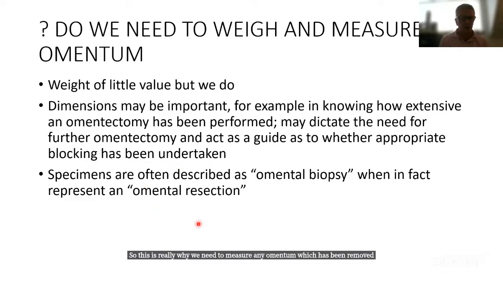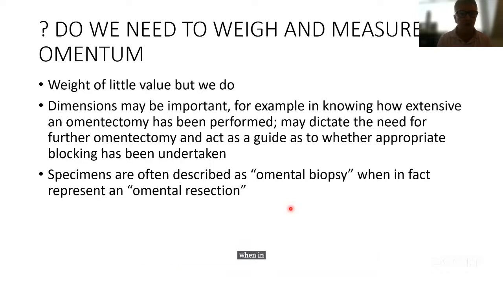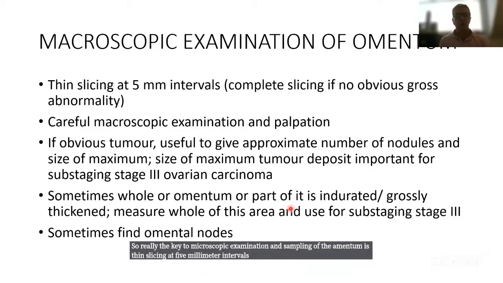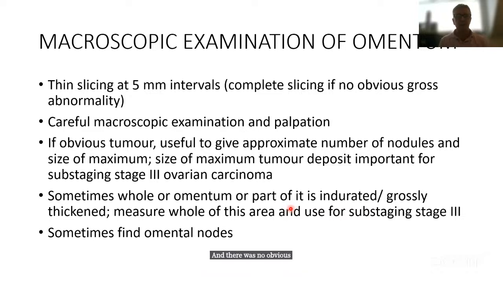Another thing to be aware of is that specimens are sometimes described as omental biopsies when in fact they represent omental resections. The key to macroscopic examination and sampling of the omentum is thin slicing at 5 millimeter intervals. If there's no obvious gross mass, you need complete slicing with careful macroscopic examination and palpation. If there are obvious tumor nodules, I think it's useful to give an approximate number of the nodules.